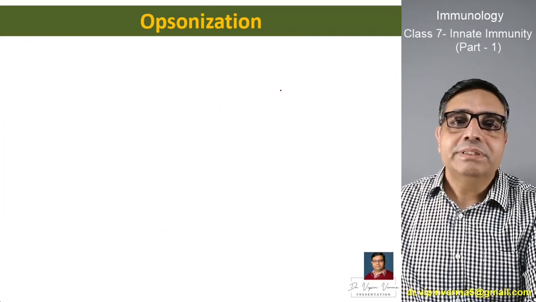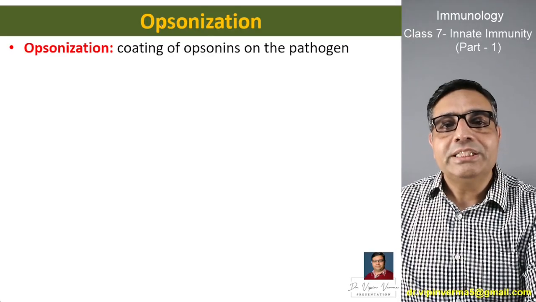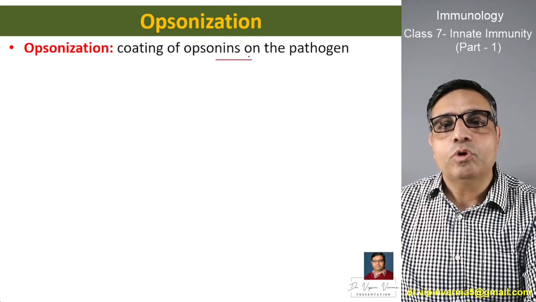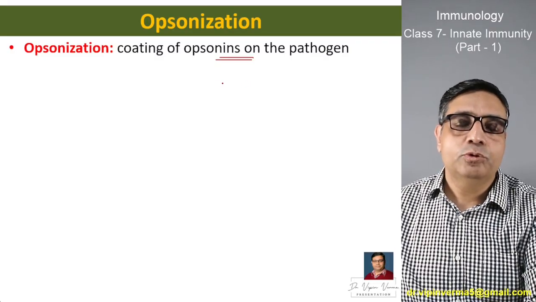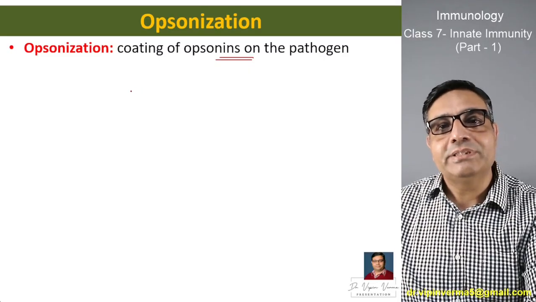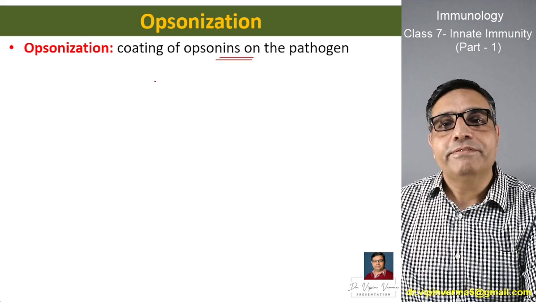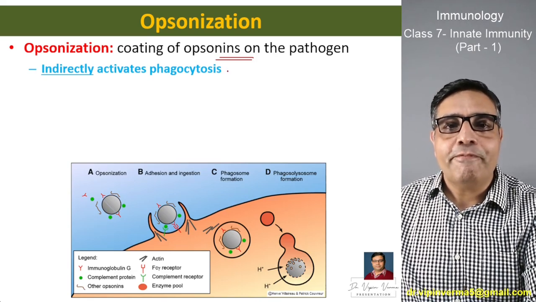Now, the related process is opsonization. Opsonization is the coating of opsonins on the pathogen. So we have the pathogens, and then we have certain molecules which we call opsonins, which coat the pathogens. Coat means they surround and attach themselves on the outer side of the pathogen. So it indirectly activates phagocytosis.